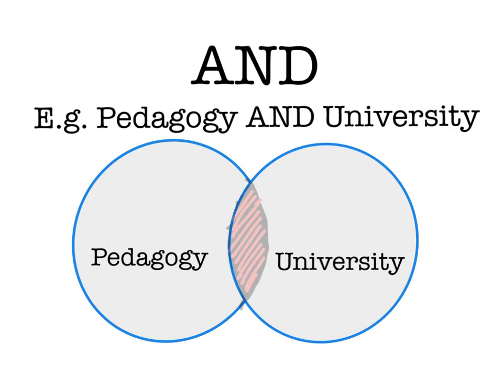The first Boolean operator is the AND operator. As symbolized by the Venn diagram on your screen, if you type in pedagogy and university, the search results would be limited to the documents that contain both these keywords. Documents that only contain one of these terms will therefore not be shown. This is a great way to limit your searches.